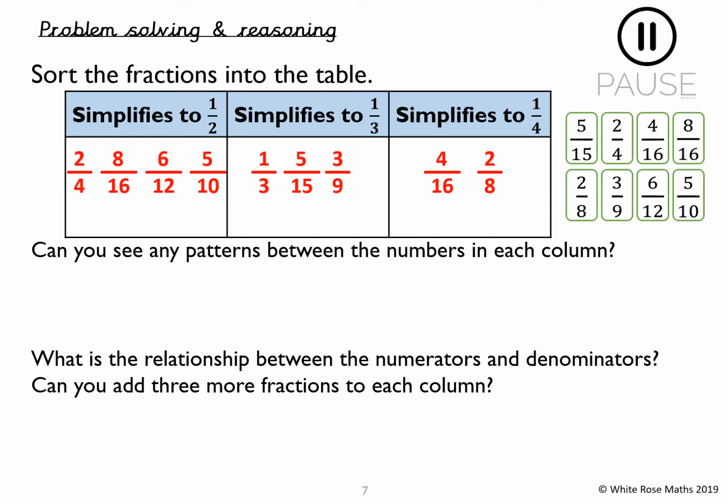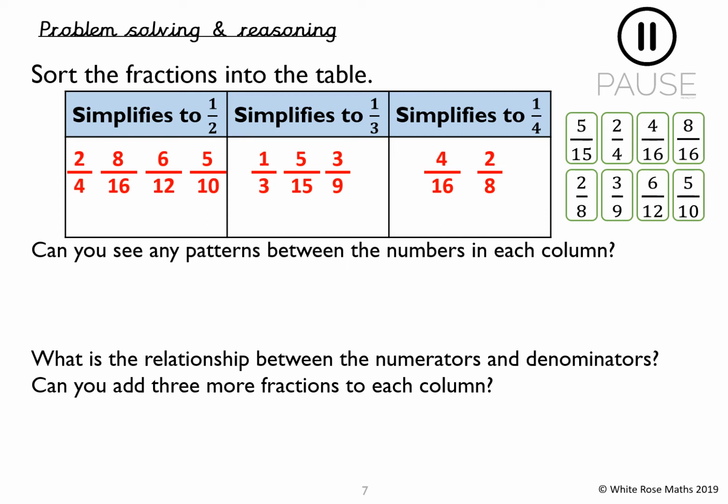Okay, so the answers are as follows. To simplify to a half, we've got 2 quarters, 8 16ths, 6 12ths and 5 tenths. To simplify to a third, for some reason I've put an extra third in there, I don't know why, because it's not on the cards at the side. So we've got 5 15ths and 3 9ths, and then to simplify to a quarter, we've got 4 16ths and 2 8ths.